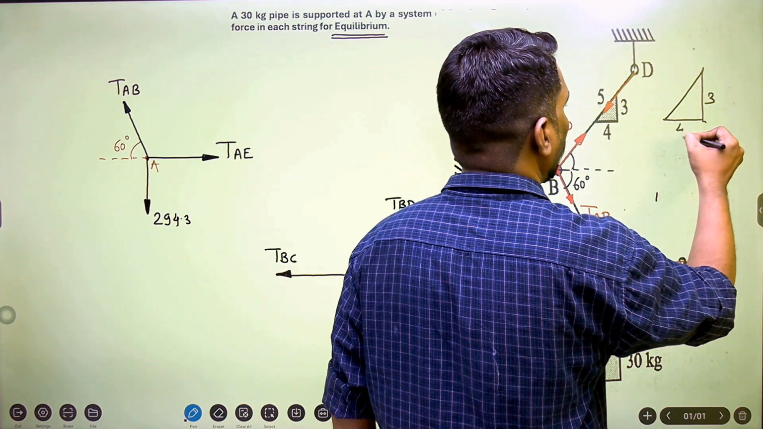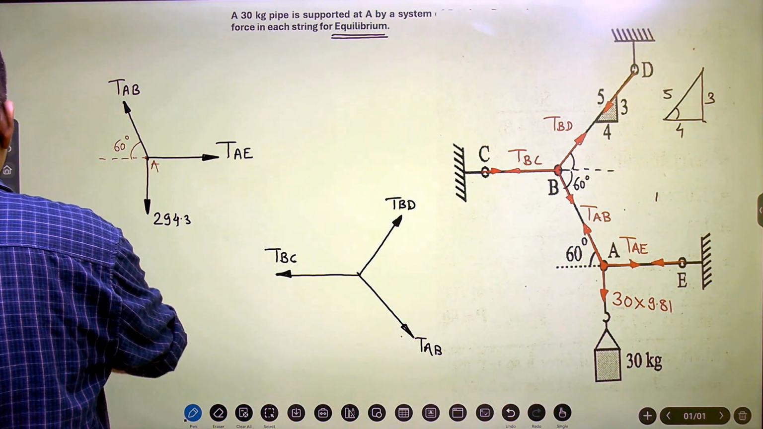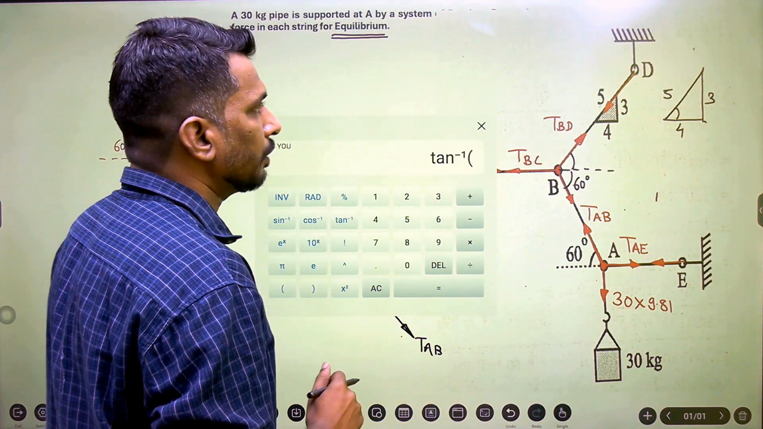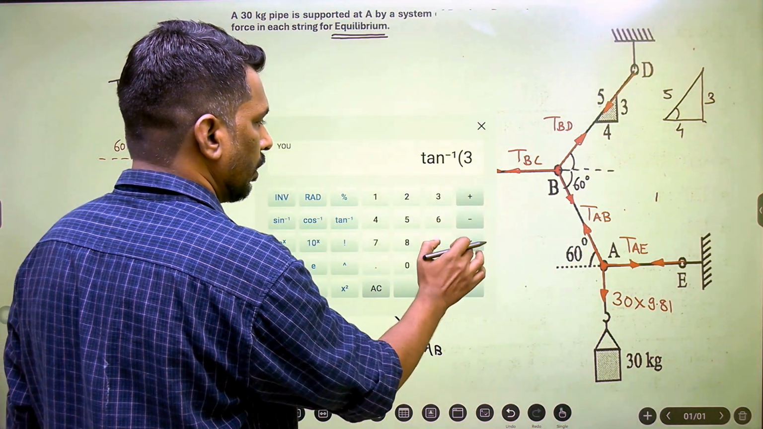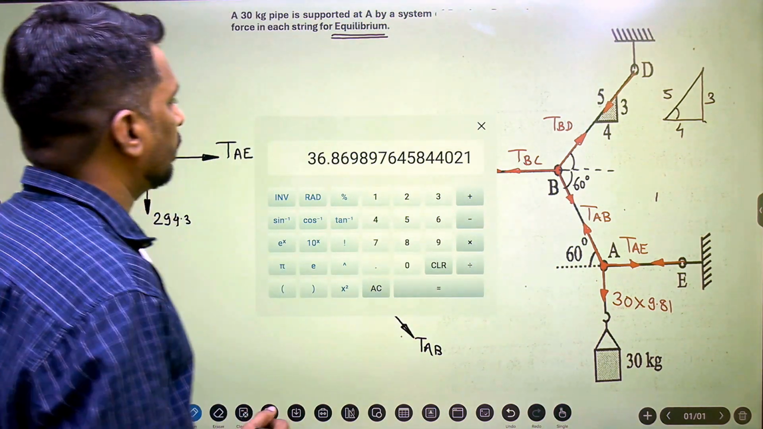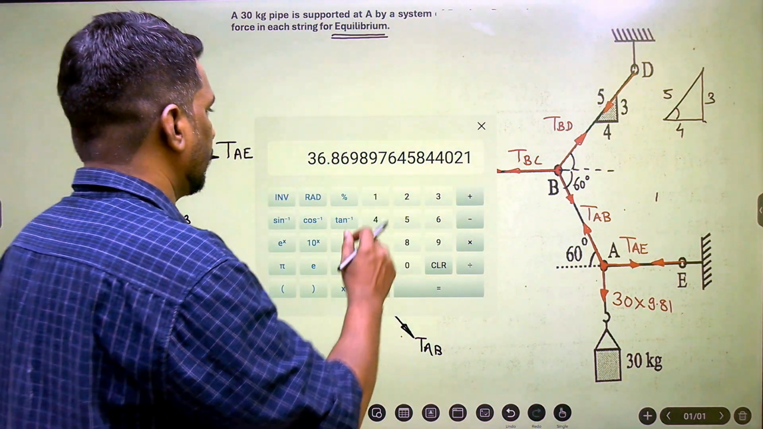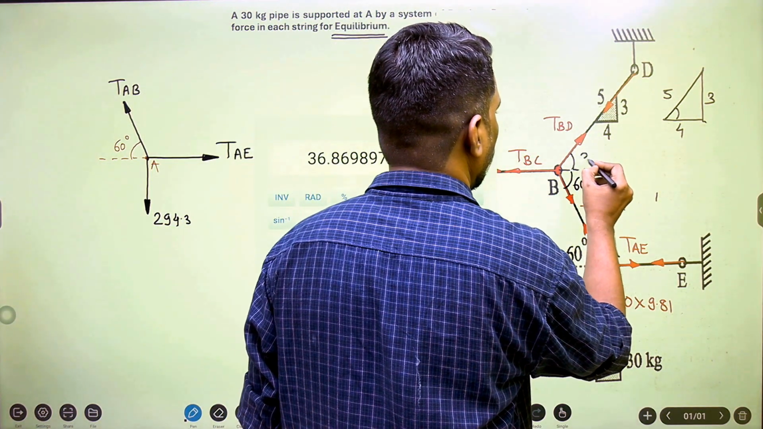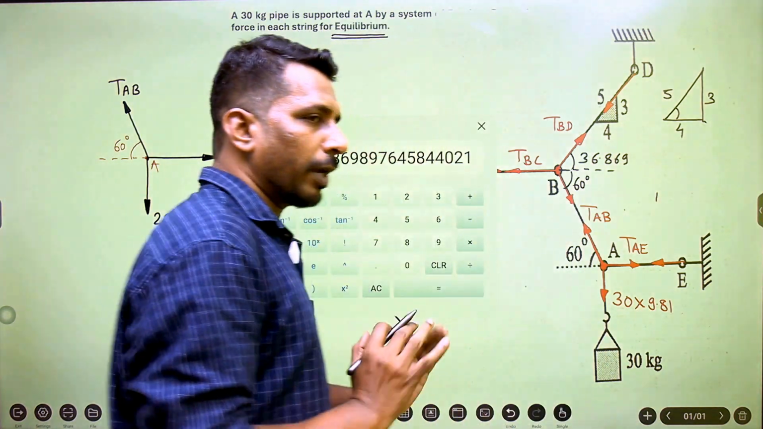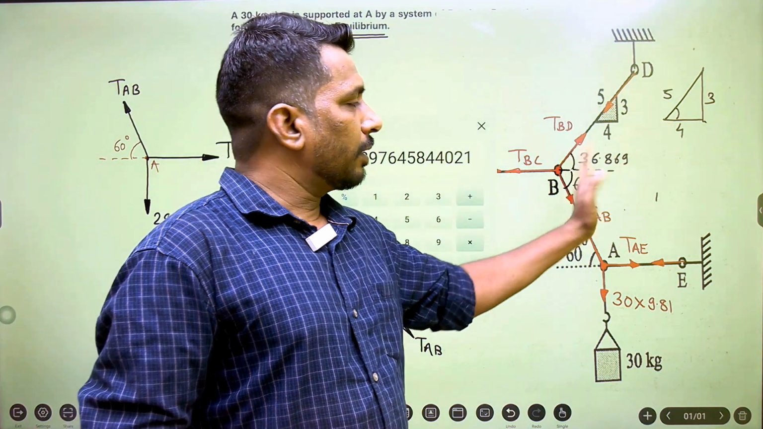This is 3, 4, 5. We want this angle, so this is tan inverse of 3 by 4, opposite upon adjacent. So it is 36.869. For the calculation purpose I'll take 3 digits after the decimal places. To get the more accurate answer, keep habit of taking at least 3 digits after the decimal places.